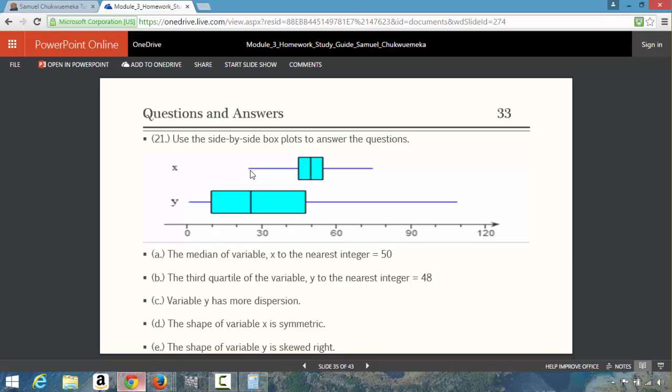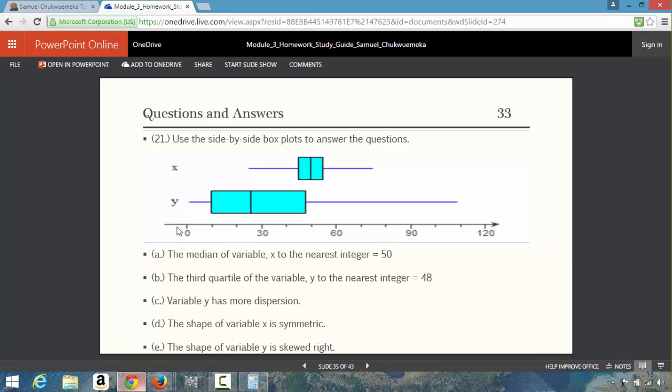So this is the minimum right here, the whiskers. Minimum, lower quartile, median, upper quartile, maximum. We don't have outliers here. If we had outliers, we would use asterisks to mark them. So the median is 50. The third quartile of Y is about 48. You see that? This is the third quartile, or upper quartile. The median you can also call the second quartile. The lower quartile you can call the first quartile.